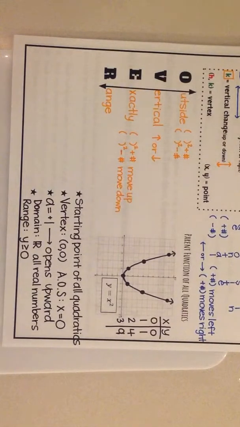Now we're going to look at some examples to see how I can use this information to help me identify changes or transformations that are happening to my quadratic graph.